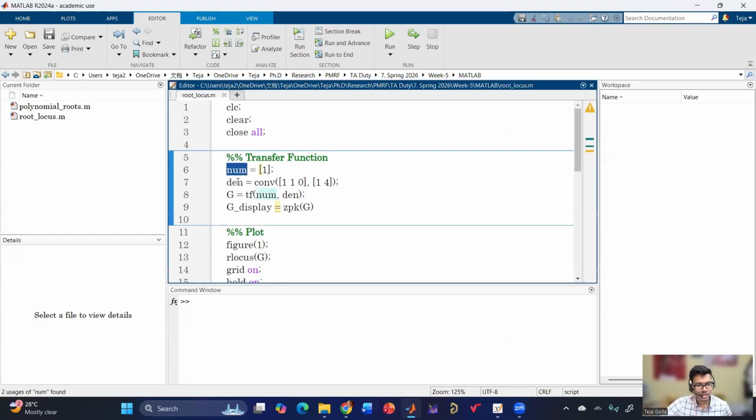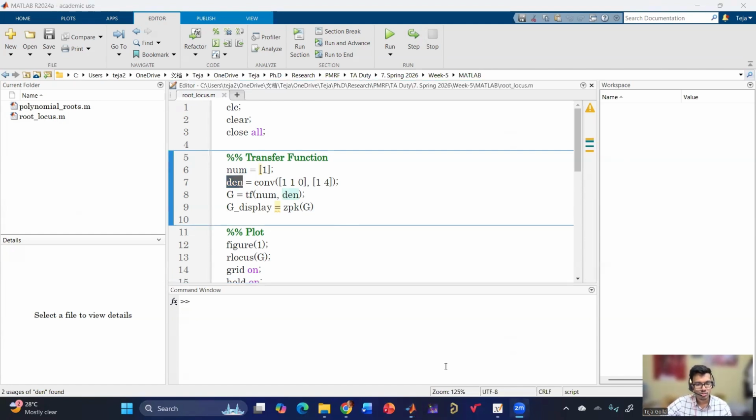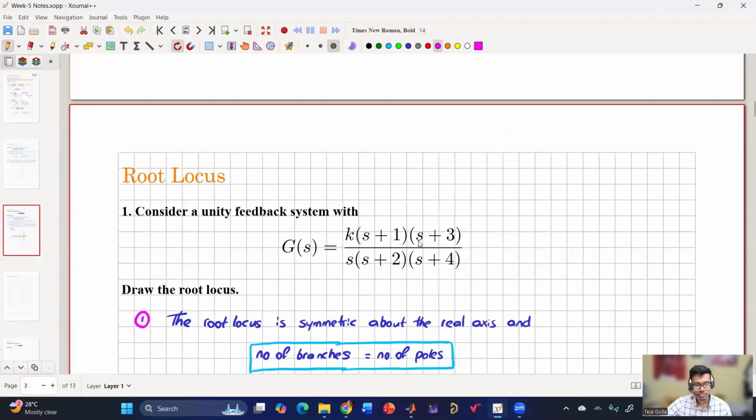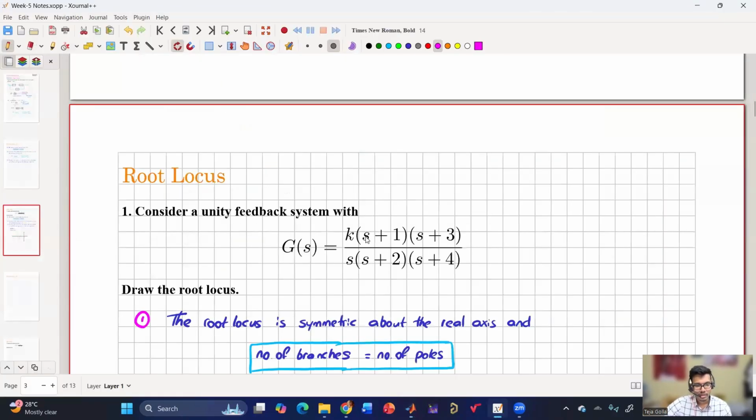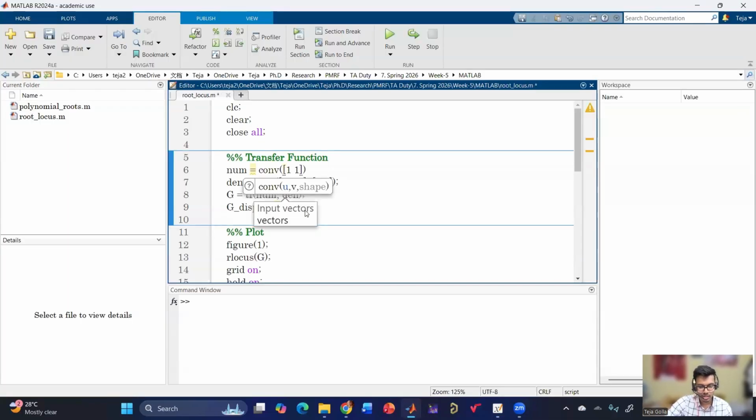So now I have to define the numerator as well as the denominator of the G transfer function, right? So if you go back here, I have two first order terms, right? One is s plus 1, one is s plus 3. So now I can use conv, which is a function. In that function, I can give two inputs, so two polynomials I can give. For polynomial input, the coefficients have to be in square brackets. So I will give s plus 1 as this, comma, another one is s plus 3. So 1 1 and 1 3, and semicolon.